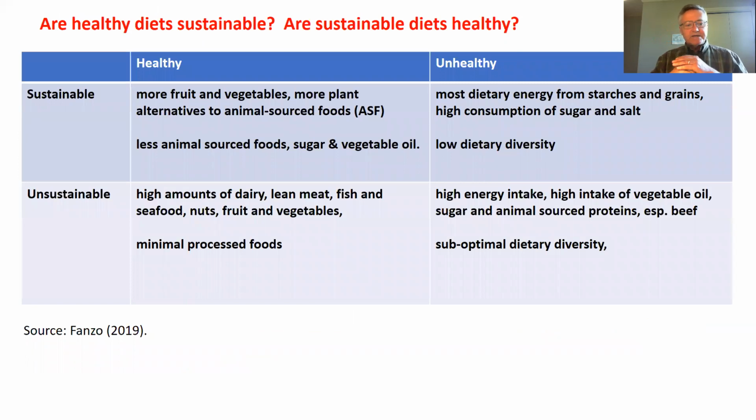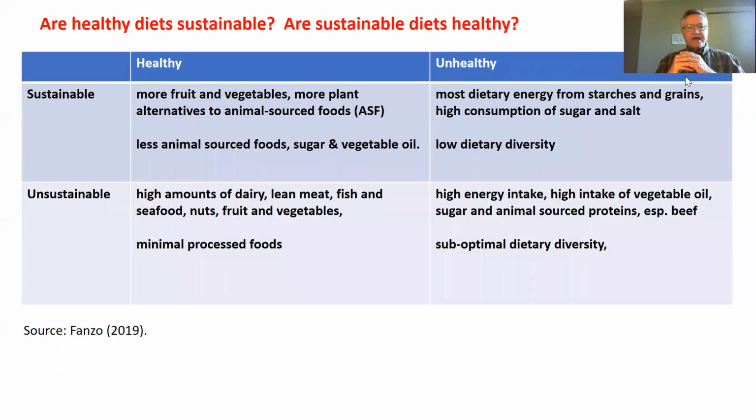One of the things in the Fanzo paper, and this is the paper that is on the reading list and on eClass, is can we have sustainable and healthy diets? So what's the evidence that we can actually do both, or do we really trade these off? And let's look at the outside boxes. First, let's look at the lower right-hand box.